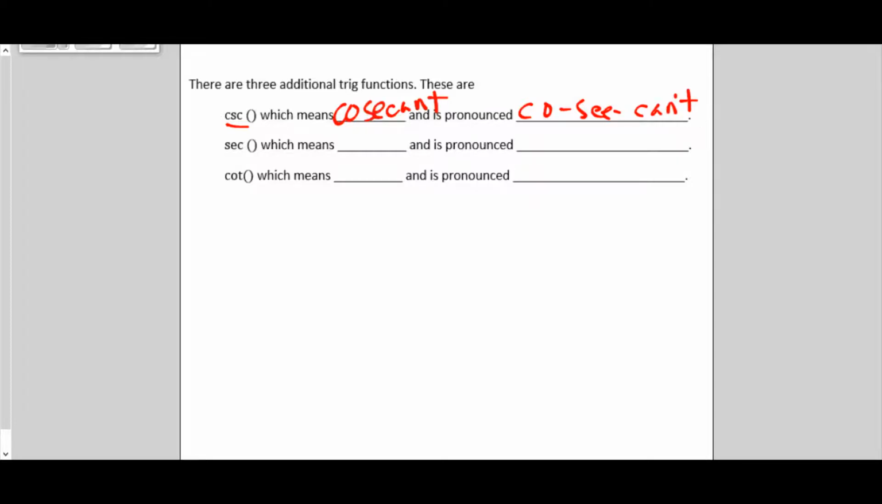So the next additional trig function is abbreviated SEC, and it's pronounced secant. So the way that we say it is "see-cant." So this is secant. And the last one is COT, which means cotangent, and we pronounce this as cotangent. So these are the three additional trig functions: cosecant, secant, and cotangent. And in the next slide, I'm going to explain what these mean.